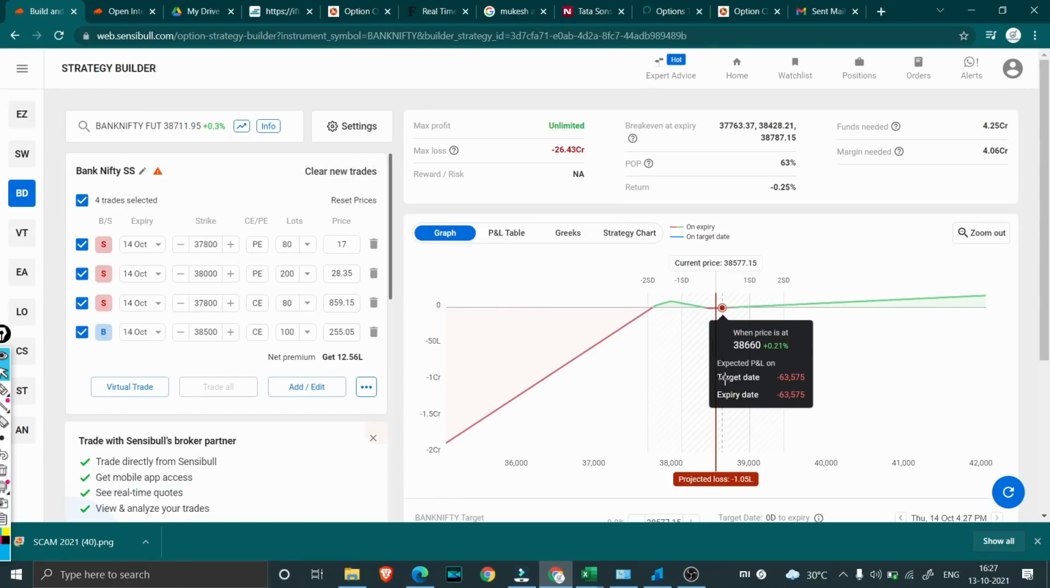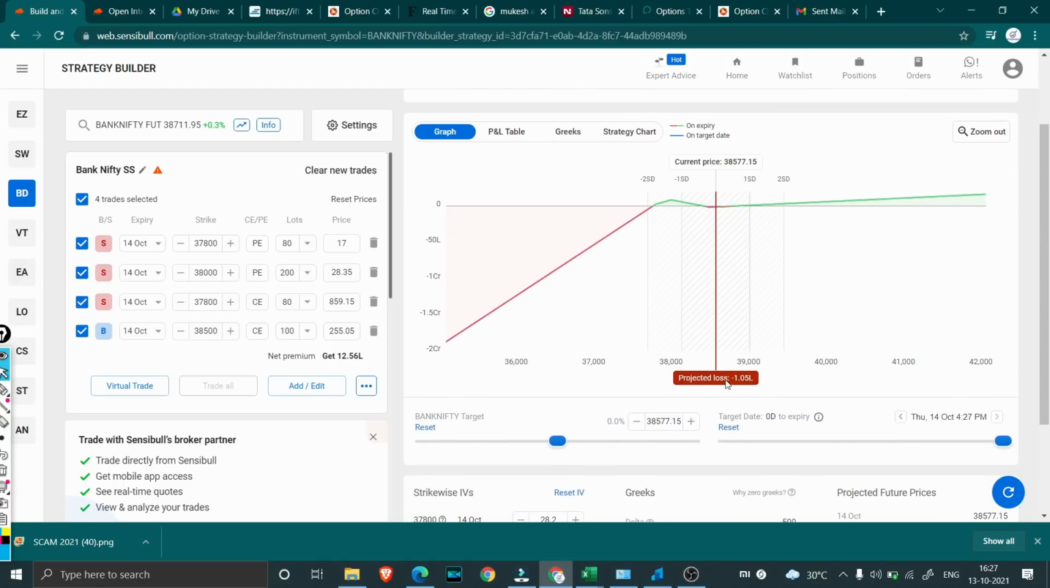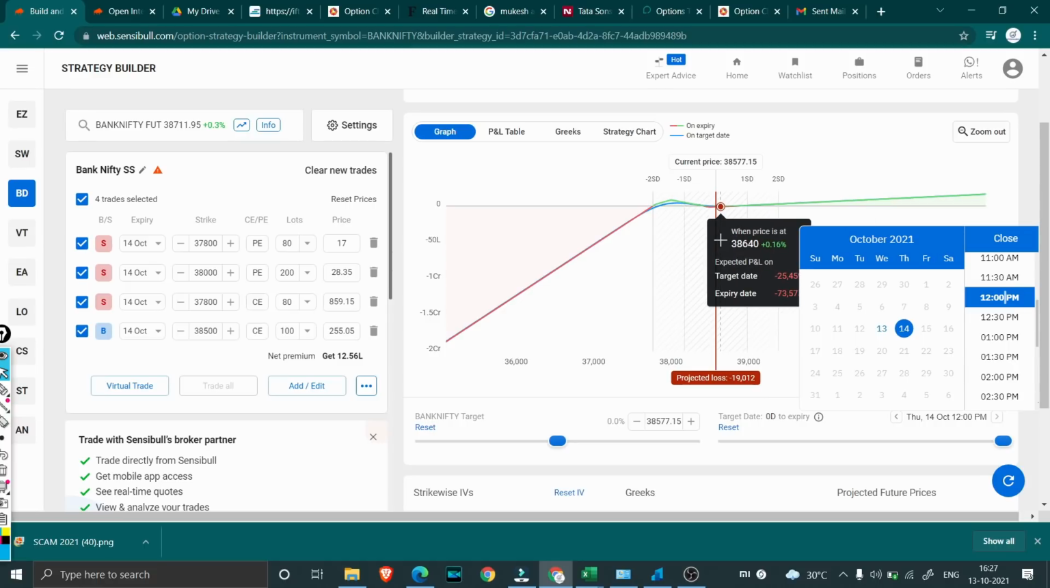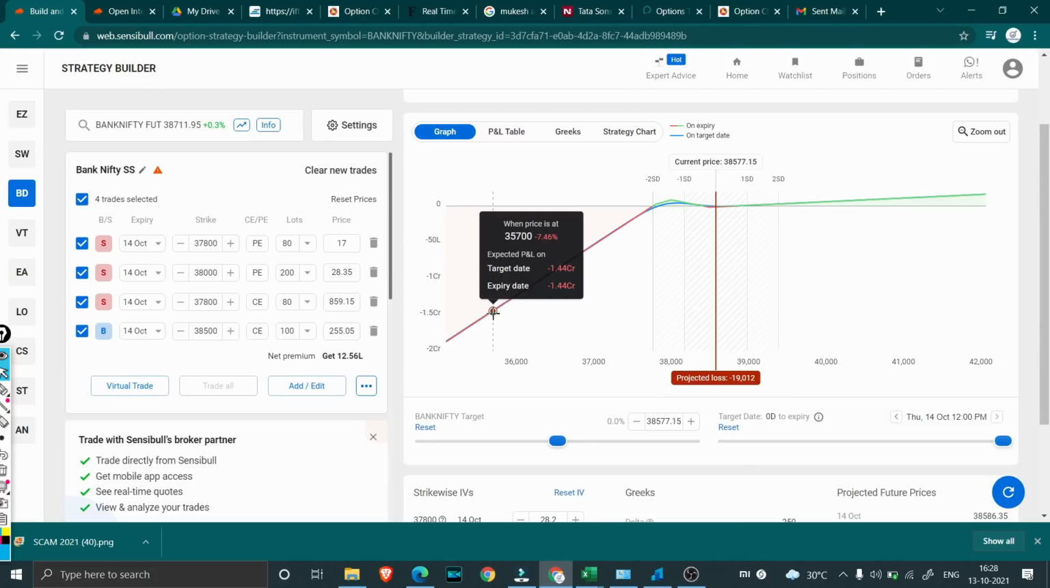As you all know, this was our BankNifty trade, right? And again, I'll just change this to 12 p.m. You can see that today I actually had a pretty good profit. But the problem is, if I actually hold it till tomorrow, I am going to go under a loss. So what is the problem?